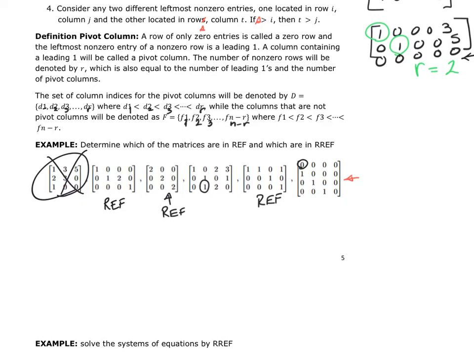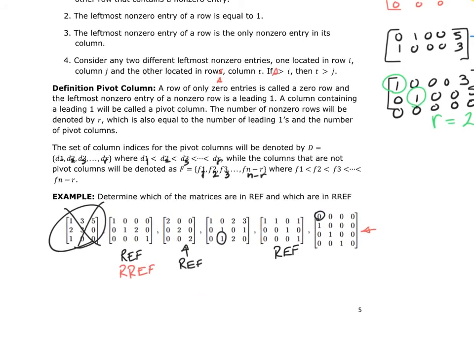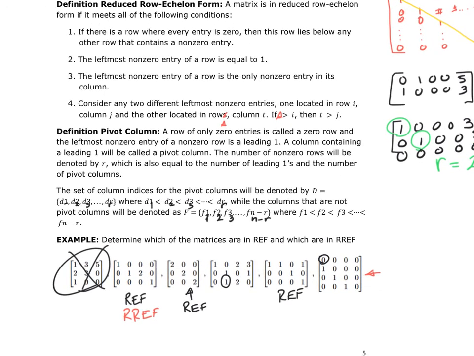Now, the second one is actually in reduced row echelon form. And you're thinking, but wait a minute, it doesn't actually hold true. Well, let's go through all 4 of the things that have to happen. Number 1, if there is a row of zeros, it's at the bottom. We don't have to worry about that. Number 2, the leftmost non-zero entry of a row is equal to 1. That's true, that's true, that's true.